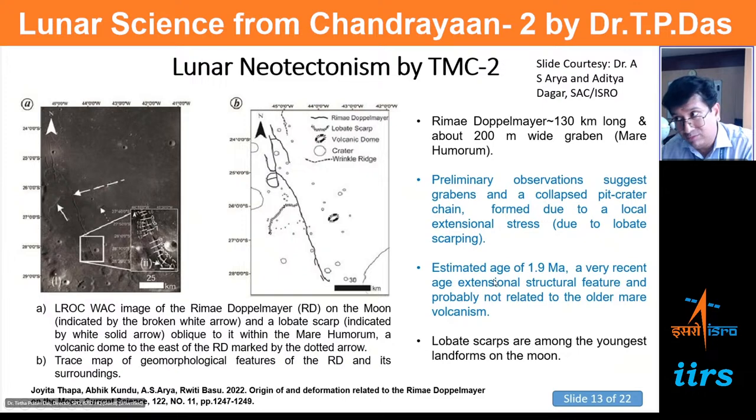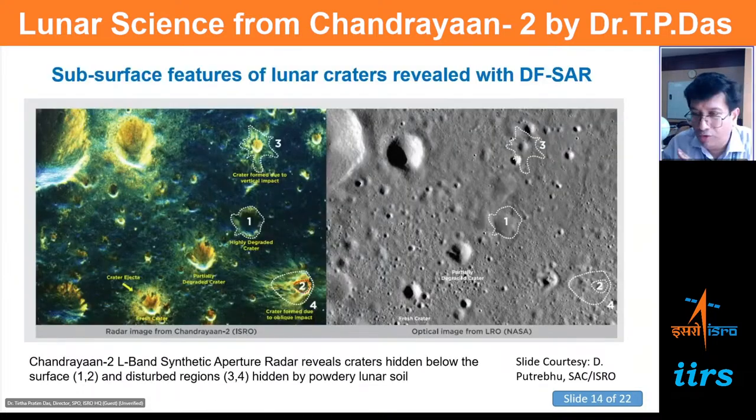Lunar neotectonism from the TMC2. Neotectonism means recent, or relatively recent, lunar geological activity or tectonic processes, which also indicates that a lot of manifestation of the internal energy of the moon is happening. Okay, so let us not go into the details of the process. Age estimation has also been done, say 1.9 million years, a very recent age, an extensional structural feature, and probably not related to the older mare volcanism. Friends, 1.9 million years is very young geologically. Those who have studied geology will appreciate that something is always happening on the moon. So let us go very fast now.